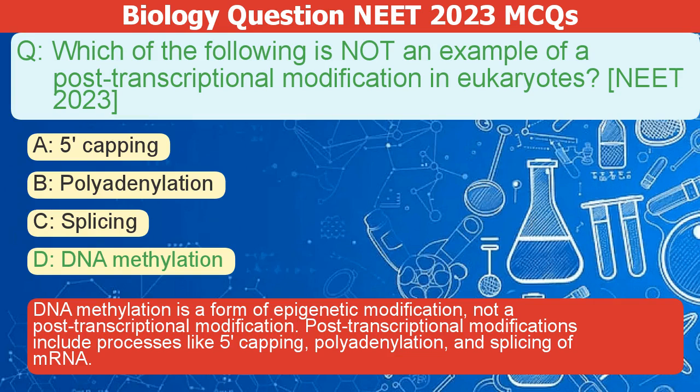DNA methylation is a form of epigenetic modification, not a post-transcriptional modification. Post-transcriptional modifications include processes like 5' capping, polyadenylation, and splicing of mRNA.